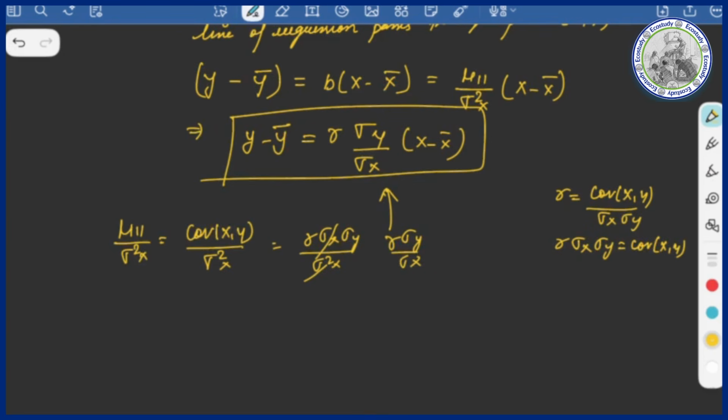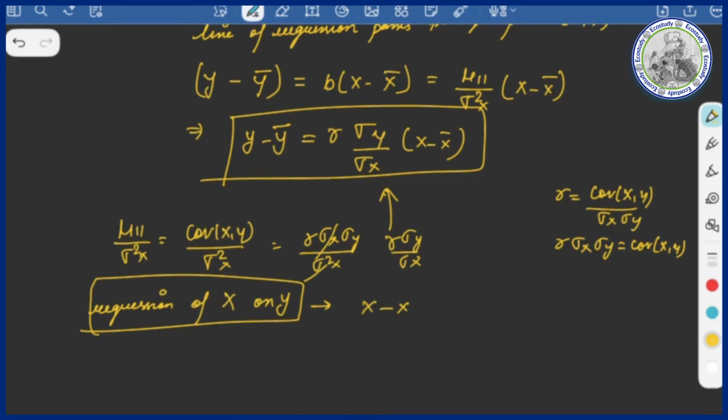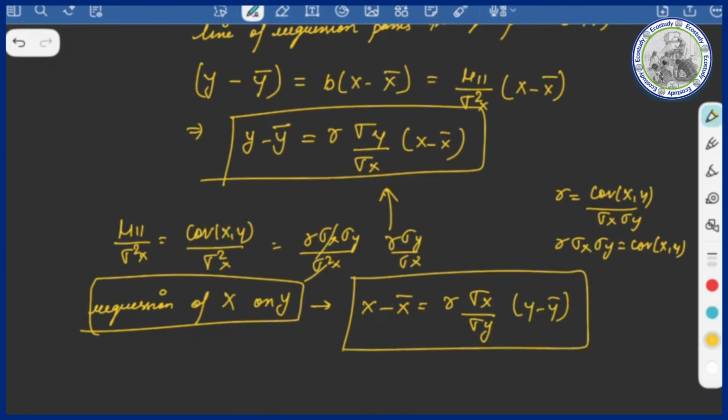So this is the regression of y on x. What will we get if we take the regression of x on y? We will get x minus x bar is equal to r sigma x by sigma y into y minus y bar. See, you just have to interchange, take the reciprocal: sigma x will be up and sigma y will be down. So this is your equation.